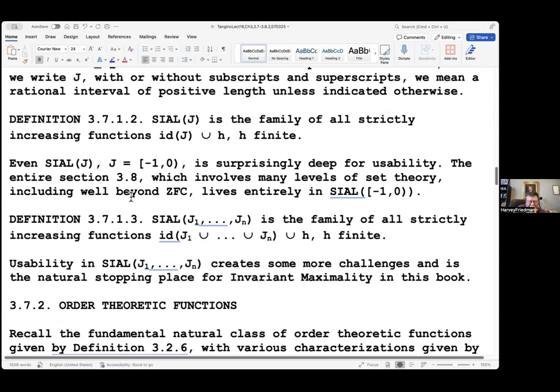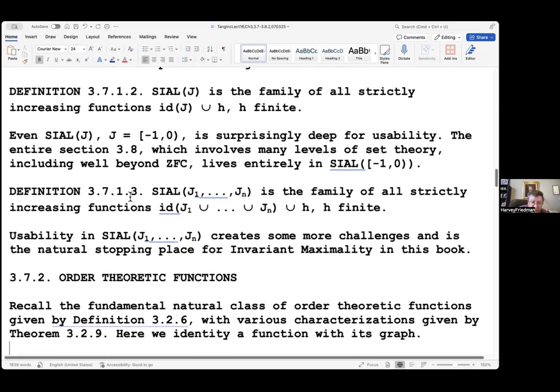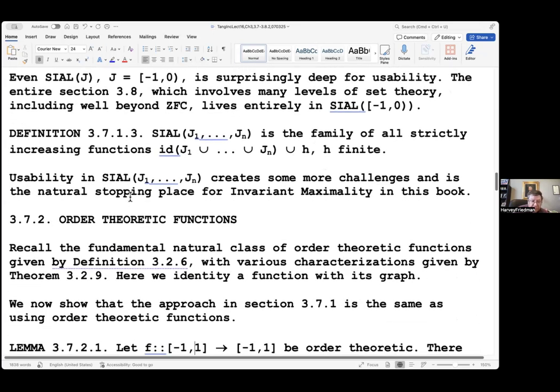But more generally, you can have a finite number of intervals J1 through Jn and consider psi L of J1 through Jn, which is the family of all strictly increasing functions, ID of J1 through Jn union H, where H is finite. And that's even more difficult. Usability in psi L of J1 through Jn creates some more challenges and is the natural stopping place for this book, because that's already at the moment a little too difficult.